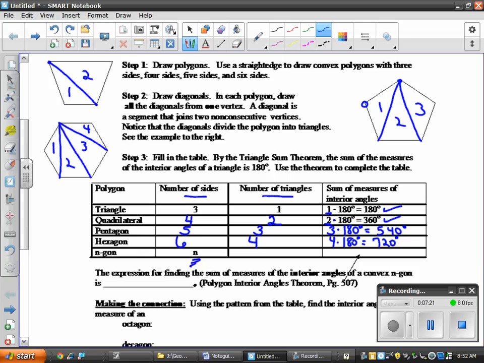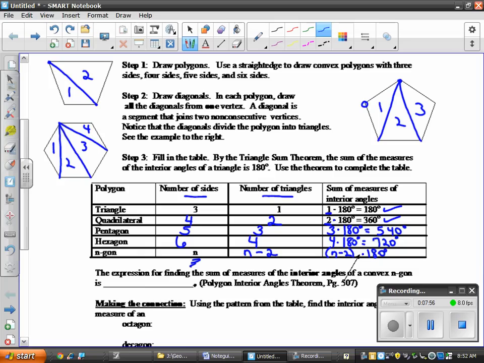If you look at the pattern, all you're doing is you're taking however many sides you have in the polygon, and you're taking away 2. So look at your pattern. 3 minus 2 is 1, 4 minus 2 is 2, 5 minus 2 is 3, 6 minus 2 is 4. Then from there, we take that second column, which up above was 1, 2, 3, 4, but now it's n minus 2 because that's our general idea. And we take that and multiply it by 180 degrees.